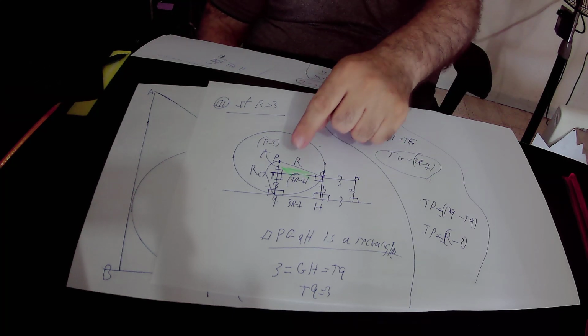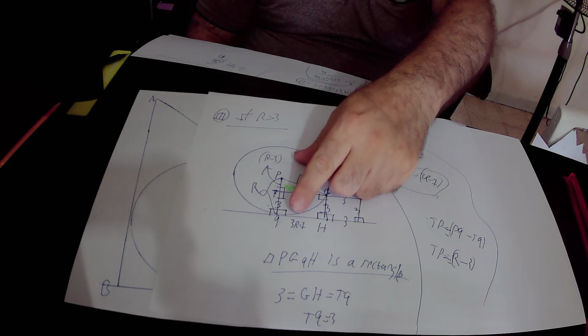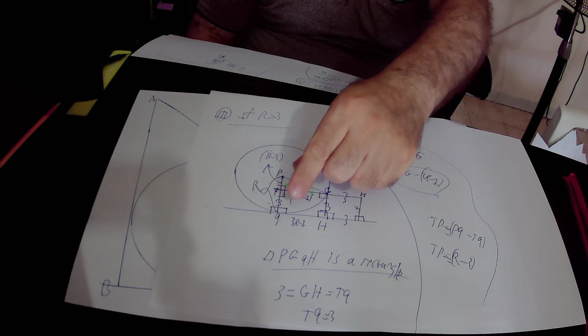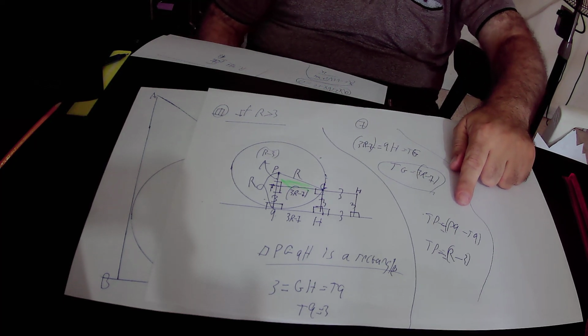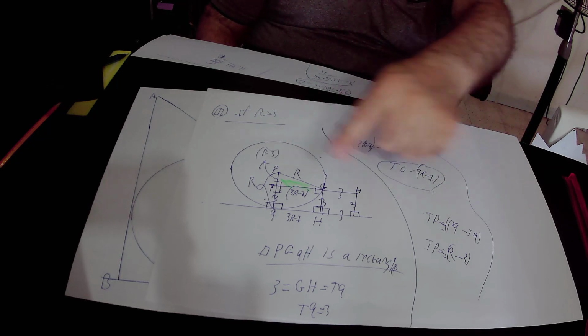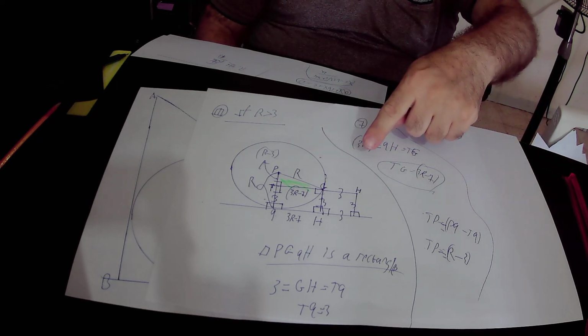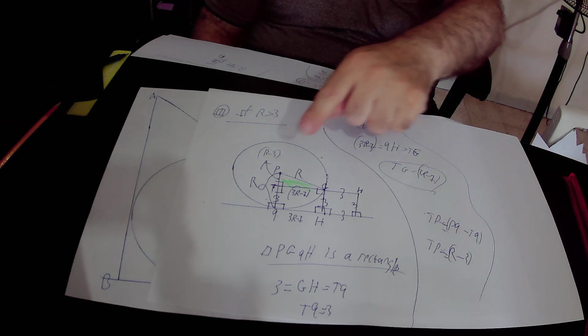And what is the value of TP? From the diagram, it is very easy to see that TP equals PQ minus TQ. So TP equals PQ, that is R, minus TQ, that is 3. So in conclusion, we found out that TP equals R minus 3.